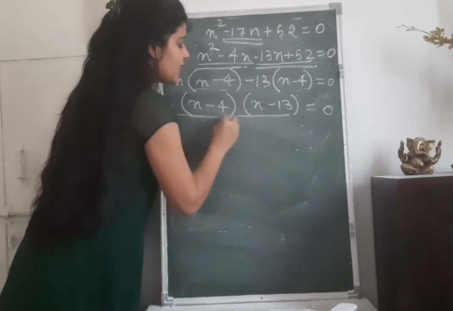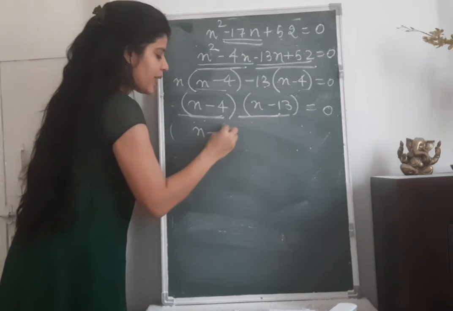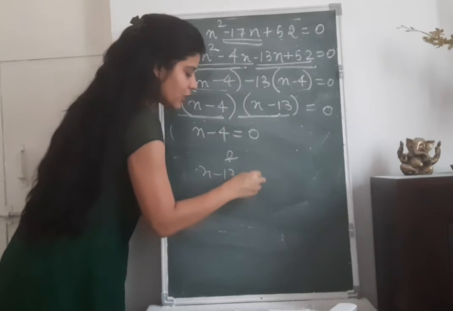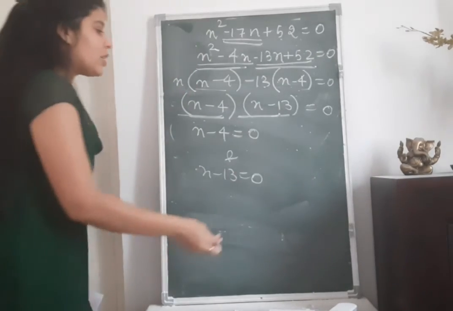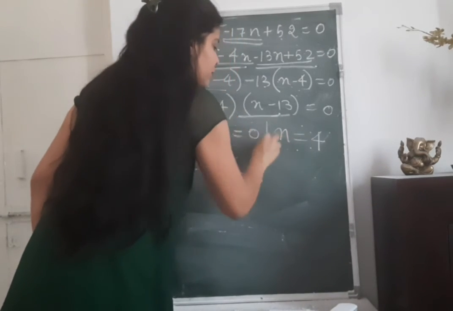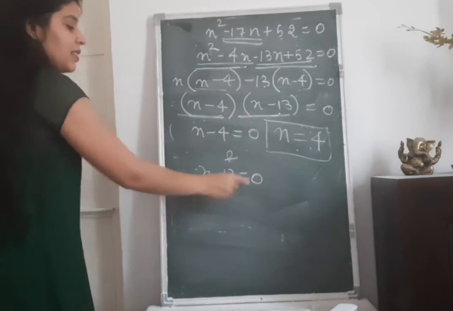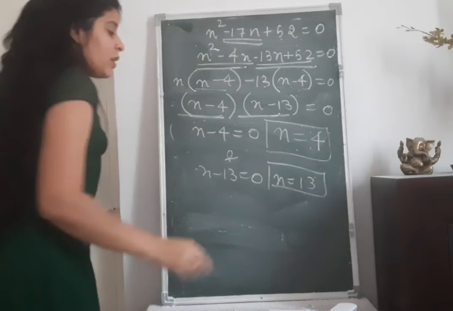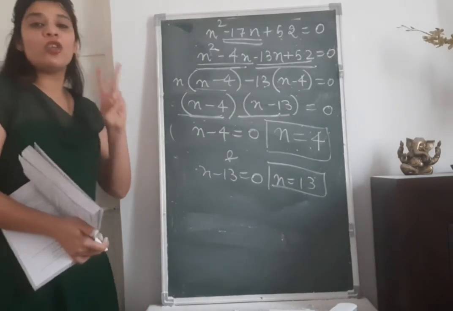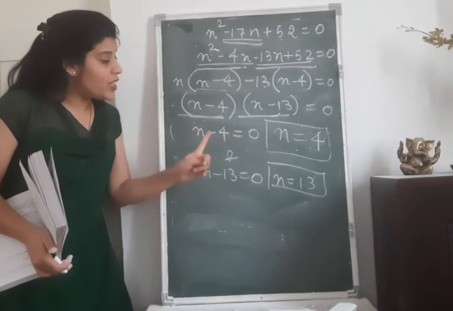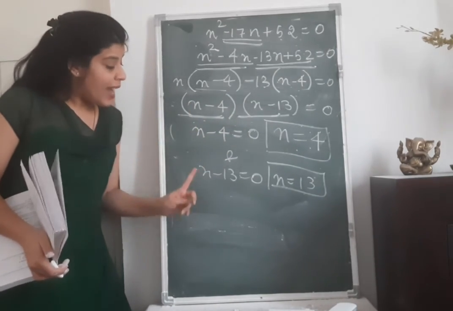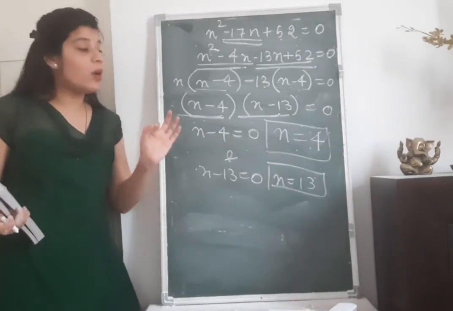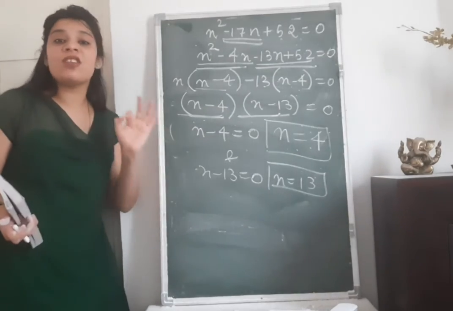Now, when is this equal to 0? Only when n minus 4 is equal to 0 or n minus 13 is equal to 0. So, if n minus 4 has to be equal to 0, then clearly n will be equal to 4. And if n minus 13 has to be equal to 0, clearly n will be equal to what? 13. So just look at this question. We are getting two values of n here. The first value of n is 4 and the second value of n is 13.